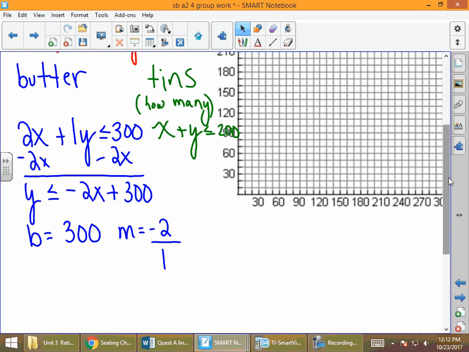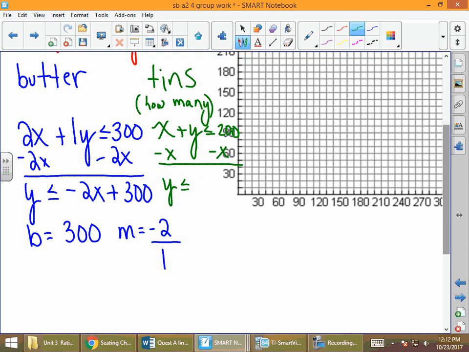On the green inequality, I kind of have it squeezed in there, but we also need to put that one into slope-intercept form, so we're going to subtract x from both sides. And we get y is less than or equal to negative x plus 200. Sometimes that causes people trouble, because what's the number in front of the x? Hopefully you're thinking 1, because it is. So for our green inequality, our y-intercept is 200 and our slope is negative 1 over 1, again slope being rise over run.